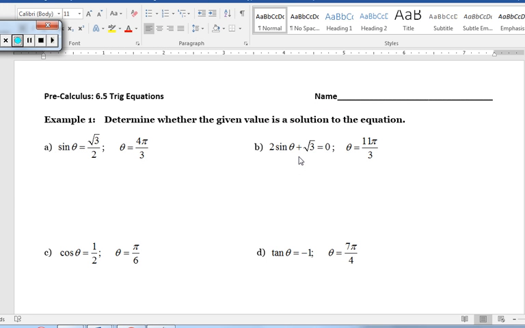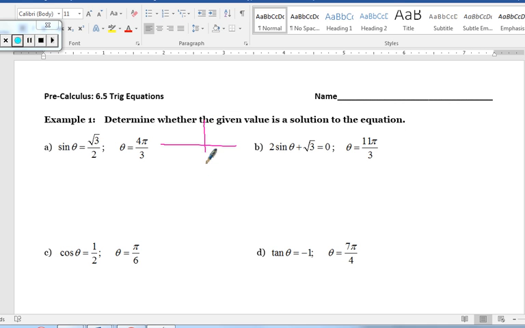Everybody. Today we're going to start our unit on trig equations. First thing we want to know is just to determine if a value is actually a solution to the equation. So we're looking at the sine of theta being square root of 3 over 2, and I want to know, is 4 pi over 3 a solution to that?